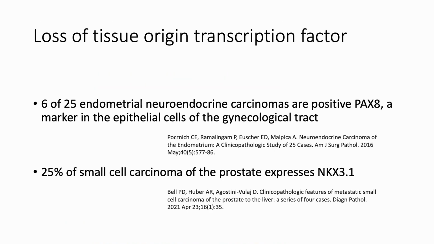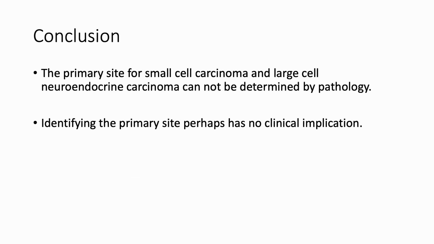In addition, high-grade neuroendocrine carcinomas frequently lose expression of organ-specific transcription factors. For example, studies have shown that only 24% of endometrial high-grade neuroendocrine carcinomas express PAX8, and similarly, just 25% of prostatic small cell carcinomas are positive for NKX3.1. This further underscores the difficulty in determining the site of origin based on immunohistochemistry alone. Therefore, the primary site of high-grade neuroendocrine carcinoma often cannot be determined by pathology alone. Moreover, since the majority of these cases present at an advanced stage, identifying the site of origin typically does not impact treatment decisions or alter the prognosis.